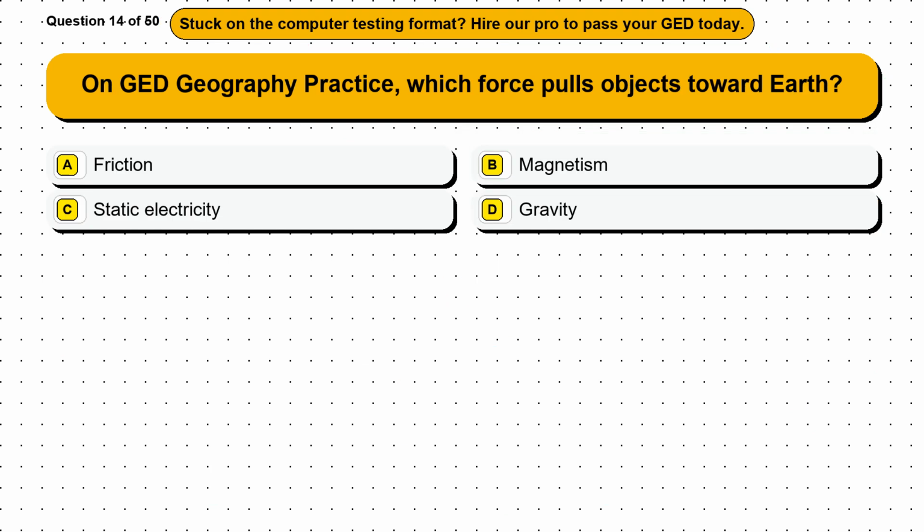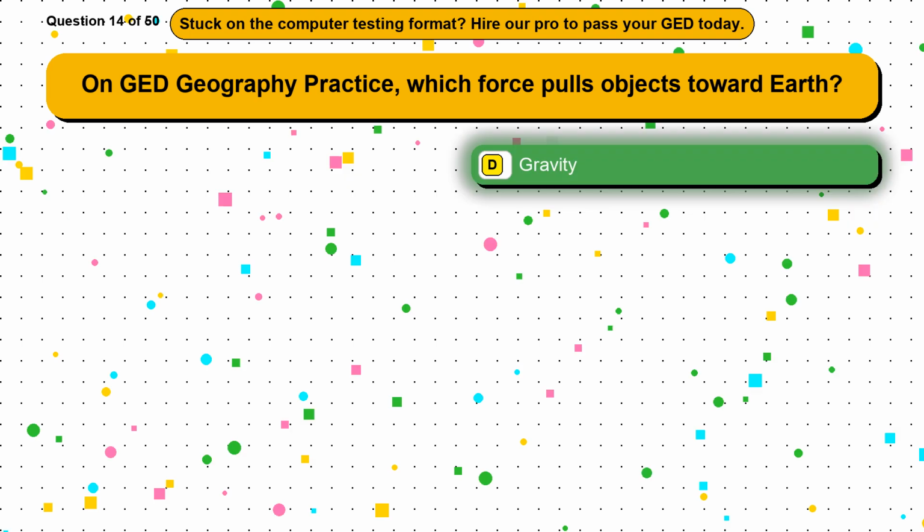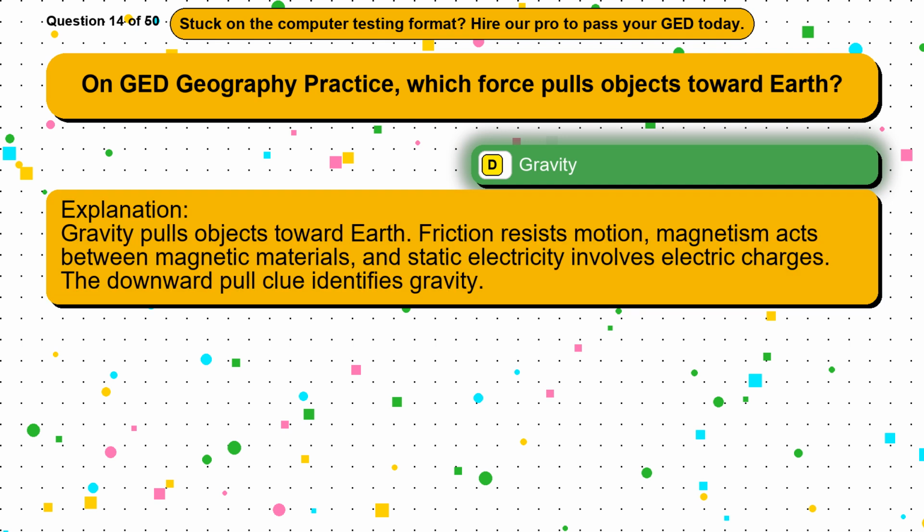Question 14. On GED Geography Practice, which force pulls objects toward Earth? Option A, friction. Option B, magnetism. Option C, static electricity. Option D, gravity. The correct answer is option D, gravity. Gravity pulls objects toward Earth. Friction resists motion, magnetism acts between magnetic materials, and static electricity involves electric charges. The downward pull clue identifies gravity.